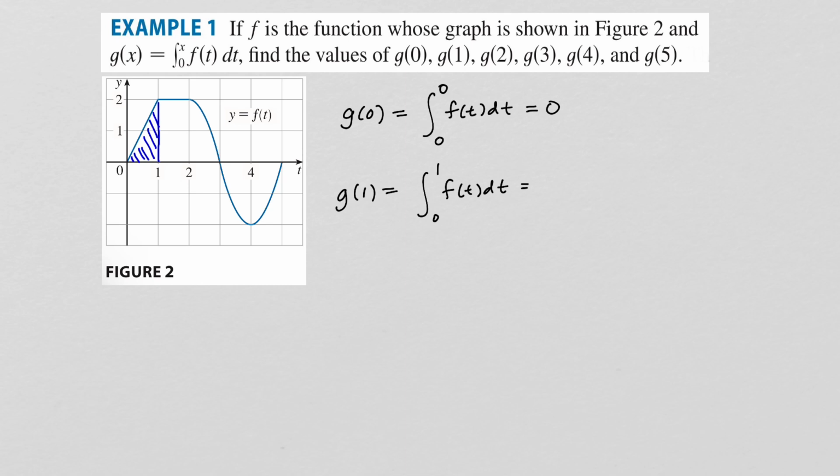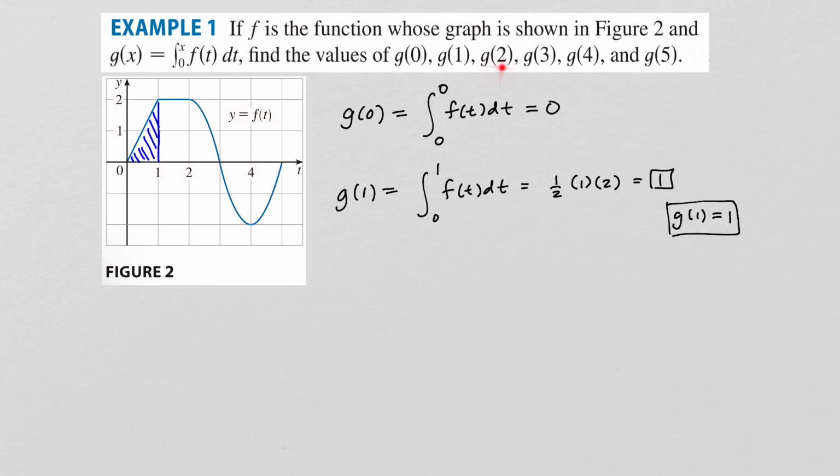And we can compute this area just by knowing the area formula for a triangle. You can see the base of this triangle is 1 unit and its height is 2 units. And we know the area of a triangle is 1/2 times the base times the height. And this is equal to 1. So we know that g of 1 is equal to 1.